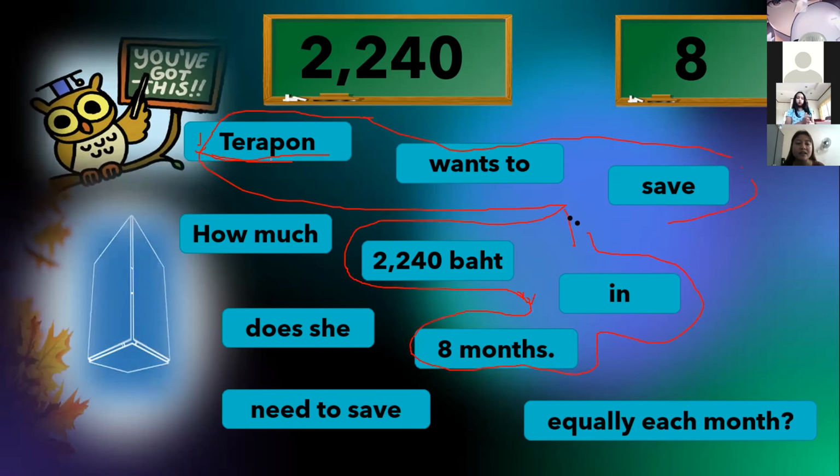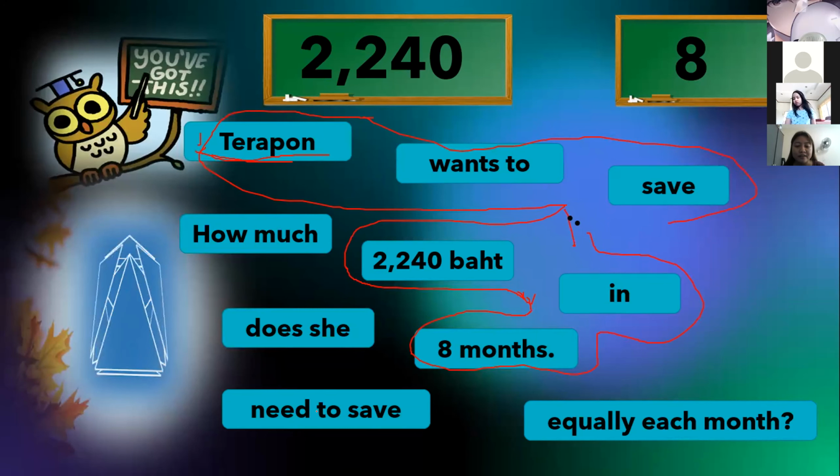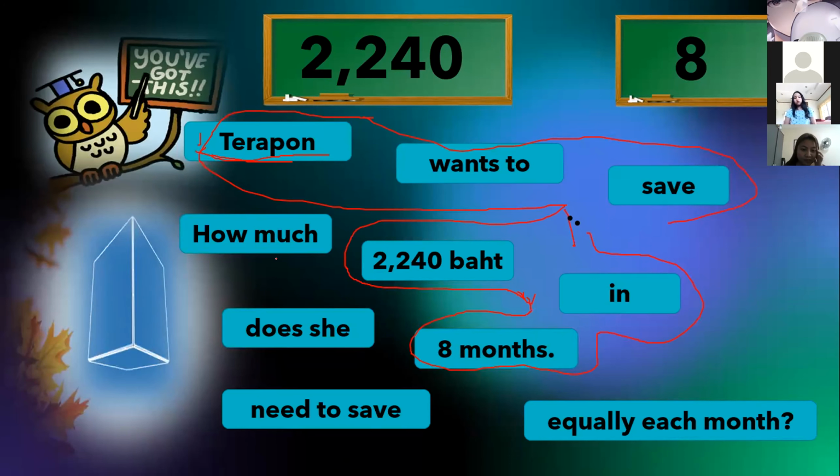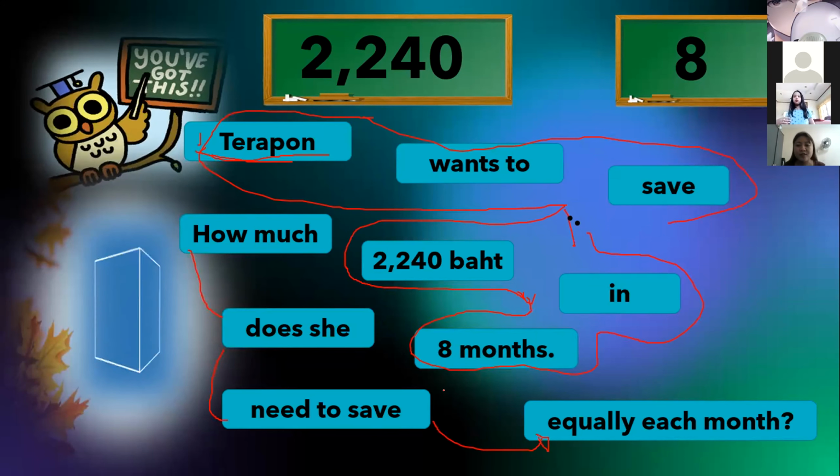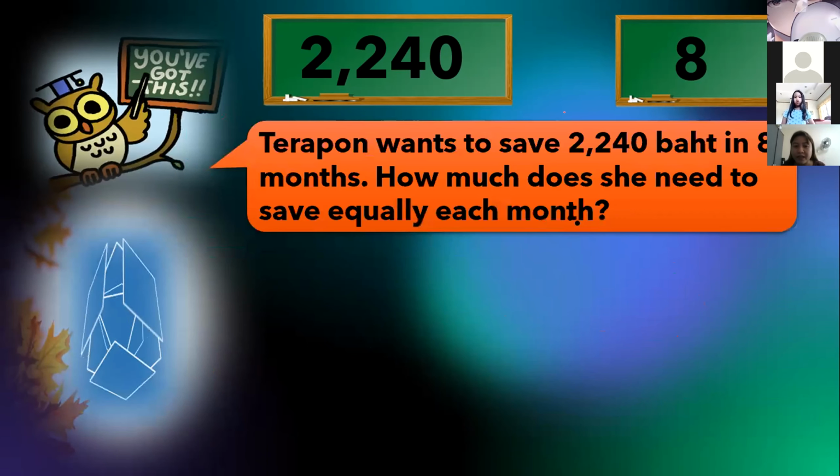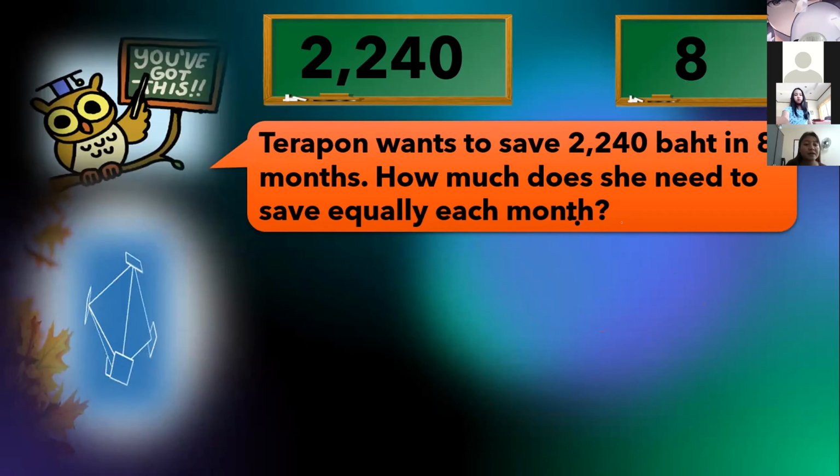So this is the first sentence. Tirapon wants to save 2,240 baht in eight months. So what is the question? How do you arrange this question? Yes. How much does she need to save each month? Okay, very good. So if we write this in complete, Tirapon wants to save 2,240 baht in 8 months. So how much does she need to save equally each month? This is our sentence.